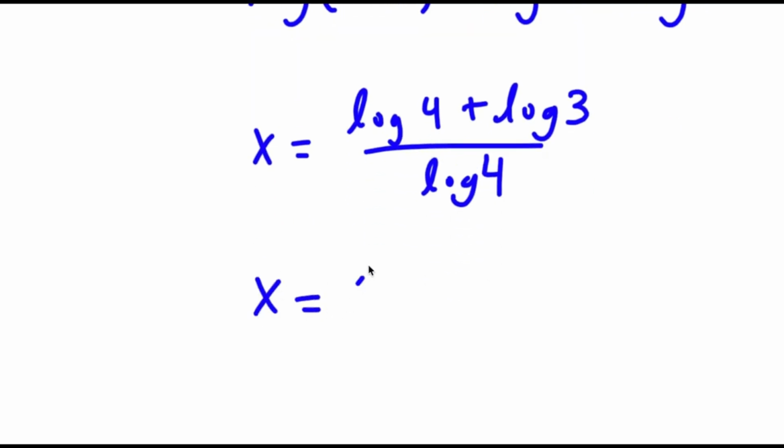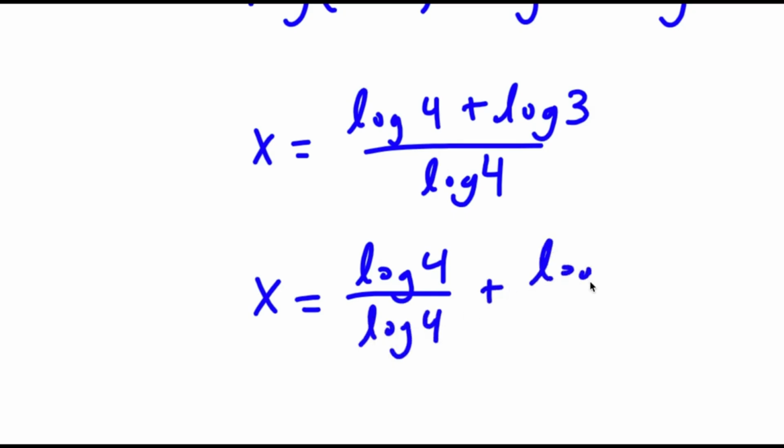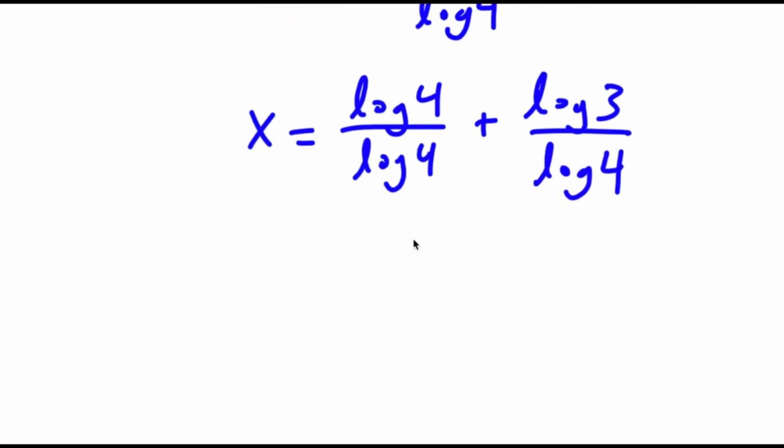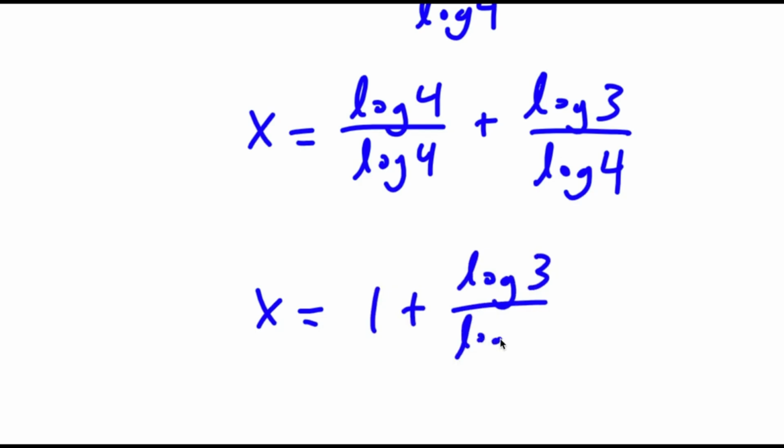And this is equal to log 4 over log 4 plus log 3 over log 4. Now log 4 and log 4, these two cancel out, so now I have 1 plus log 3 over log 4.